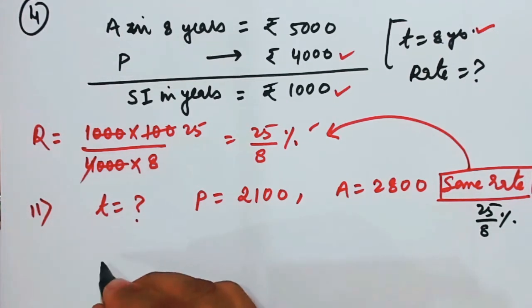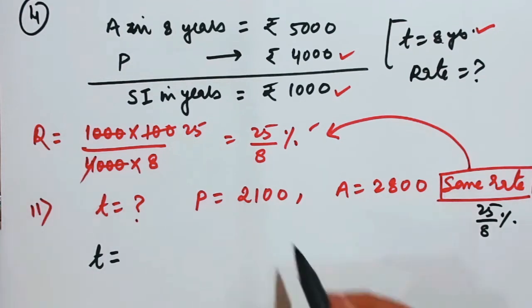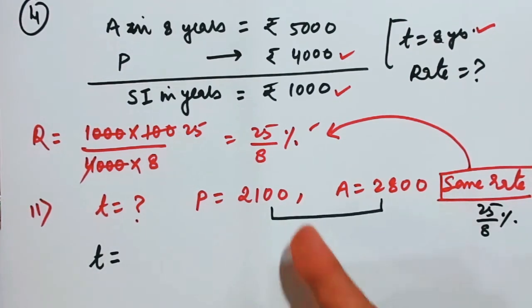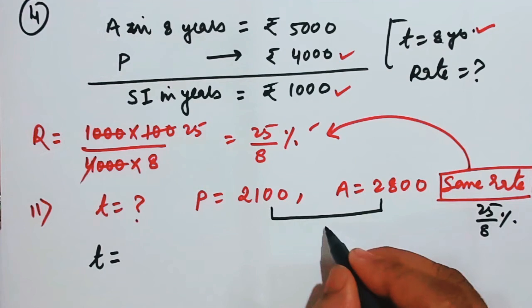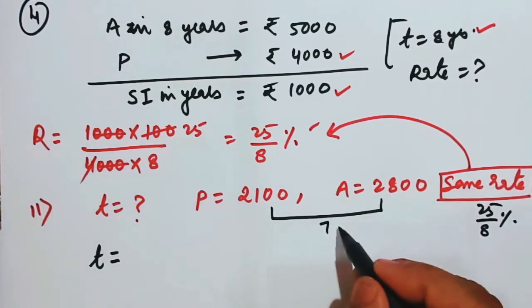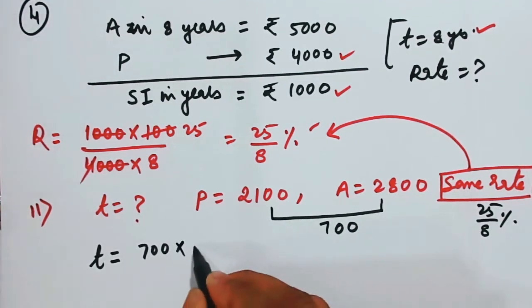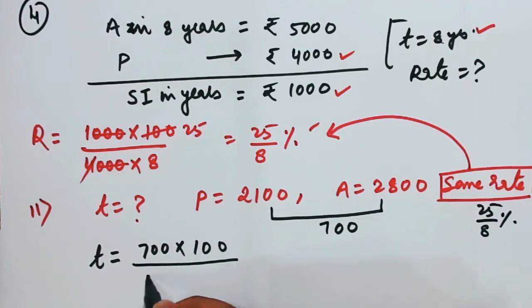This means your time is equal to how much? Time is equal to SI into 100 by PR. You can get SI from here: amount minus principal is equal to how much? 700, isn't it? So time is 700 into 100 by P, 2100, R, 25 by 8. Now it's up to you how well you can cancel.